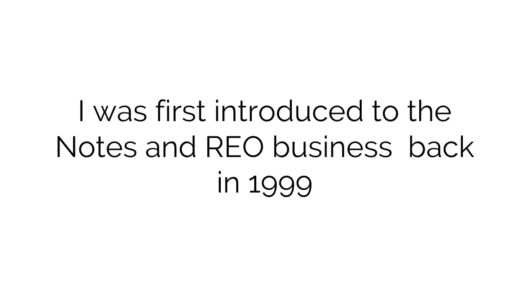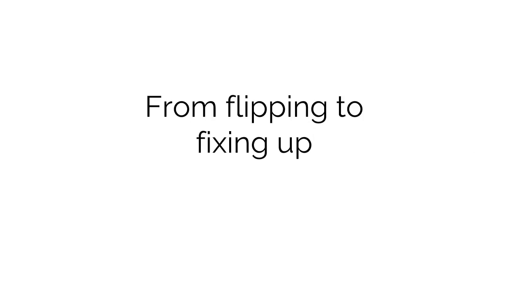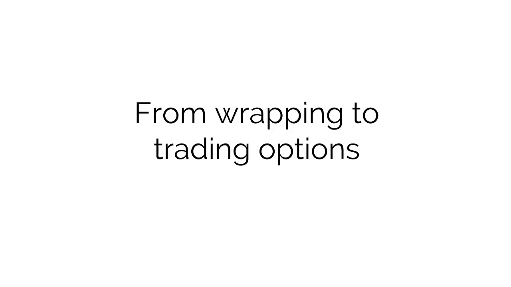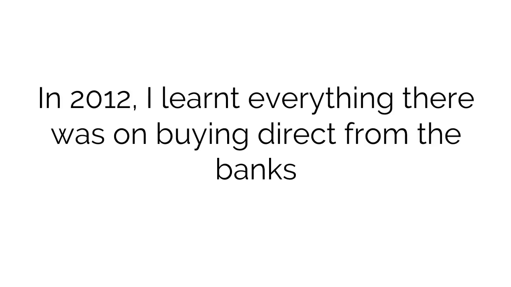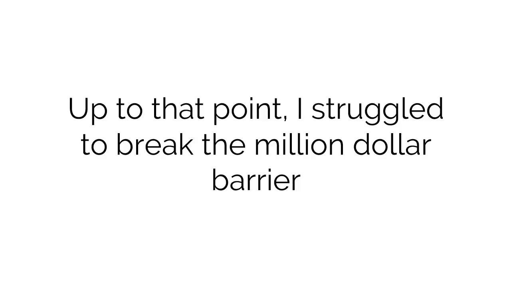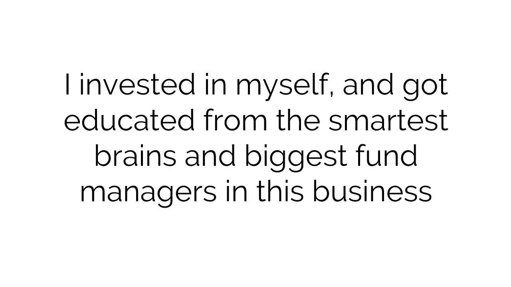Look, I've been investing in real estate since 1999, and I made so many mistakes and so many blunders. I've seen it all, from flipping houses to fixing them up and then selling them, from wrapping them to turning them into options contracts, right? From residential to commercial to construction to agricultural. You name it, I've seen it. I started trading in about 1999, right? But it wasn't until 2012 where I really started to learn about buying direct from the banks, okay? And up to that point, I really struggled to break the $1 million barrier.